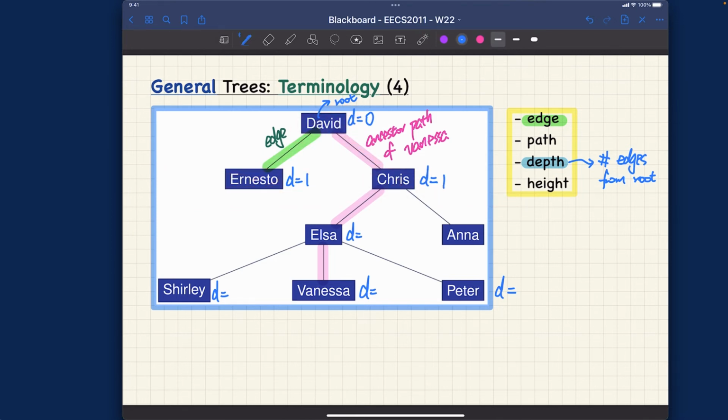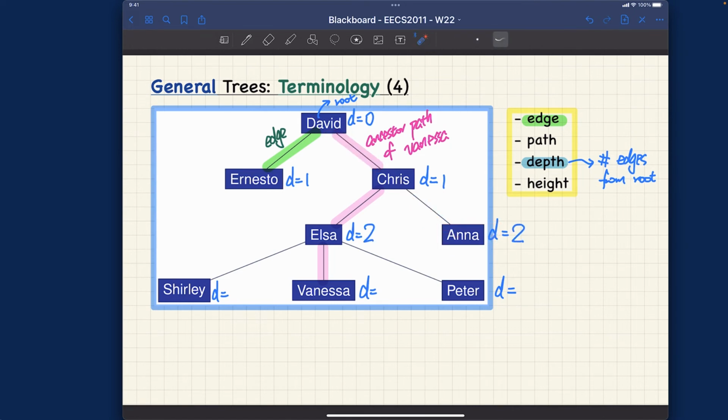Right? Oh, I forgot about Anna over here. So what about Elsa and Anna over here? In that case, you can see they're at the same level because for their depth, for Elsa, we got 2 edges from the root into Elsa. For Anna, we also got 2 edges from here to here, right? So that's why it's 2.